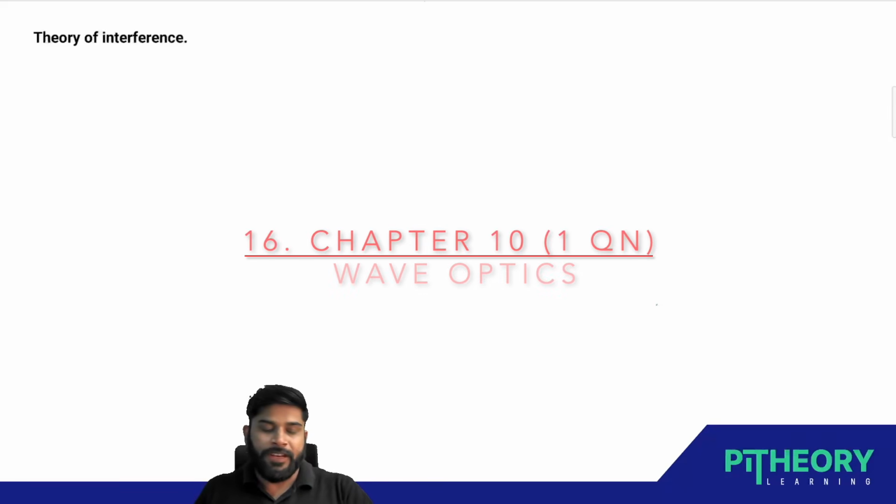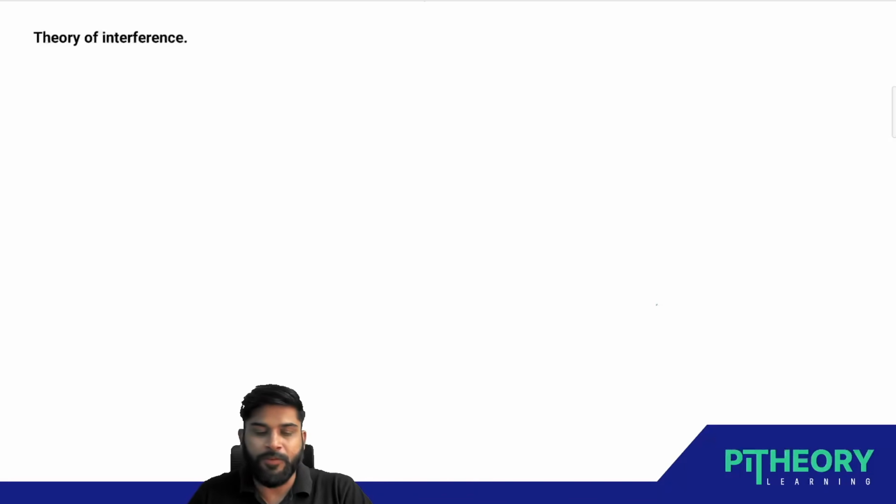Let's see the theory of interference next. What is the theory of interference? If two waves are meeting together at a point, what will the resultant displacement be? This is basically given by the principle of superposition. The resultant displacement will be the vector sum of displacements due to the individual waves, correct?